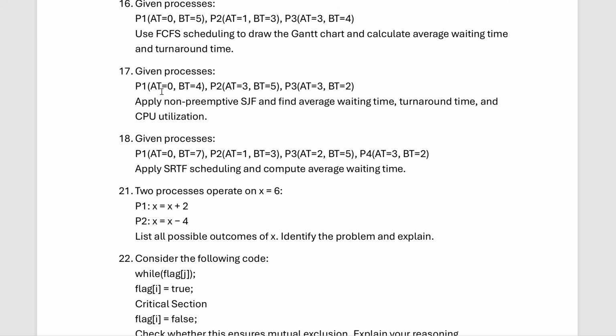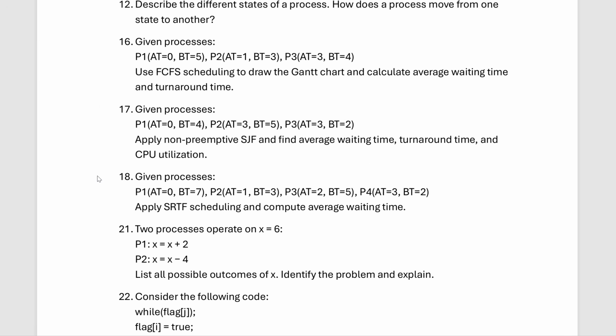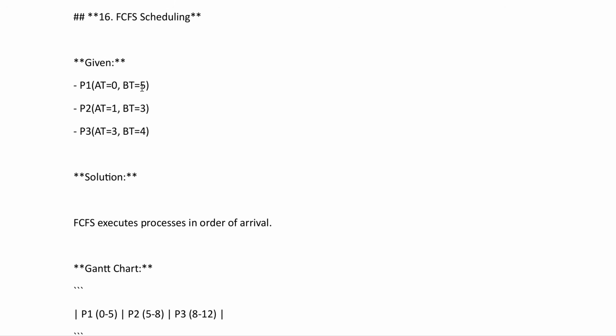So the next question is question number 16. Given processes P1, P2, P3, arrival time and burst time have been given to us. We have to use first come first serve CPU scheduling to draw the Gantt chart and calculate average waiting time and turnaround time. This is very simple for us. We have also solved such types of problems in the past. So let us see the answer to question number 16.